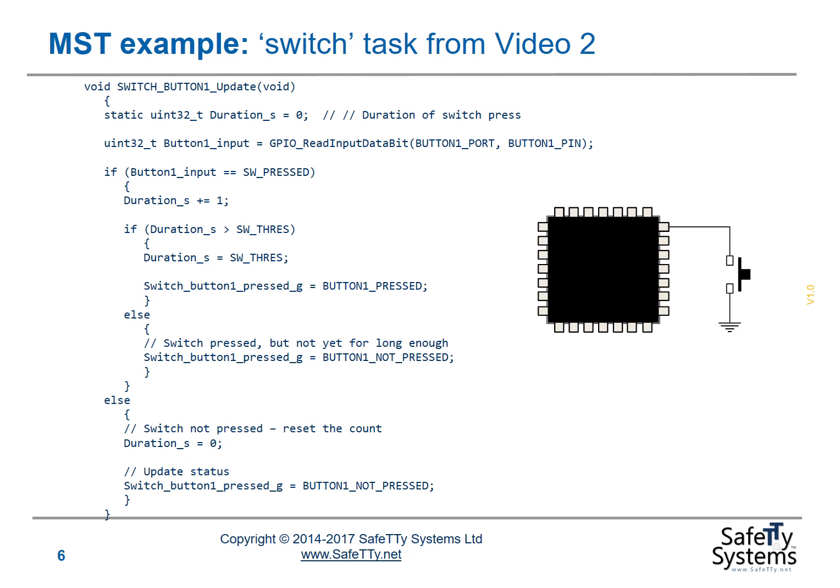If the switch is pressed but hasn't yet been pressed for long enough, we set the global variable to button not pressed. If the switch isn't pressed at all, we reset the count. So we reset the static variable value and we update the status. So we're storing the state of the system, we're calling it periodically, and we're setting the value of a module global variable depending on the current state of the task.